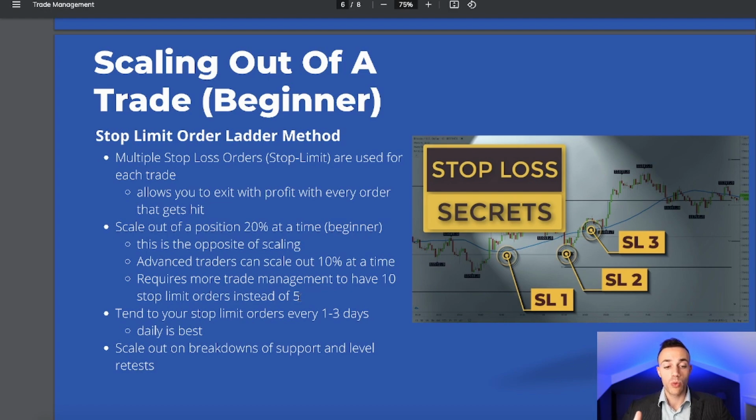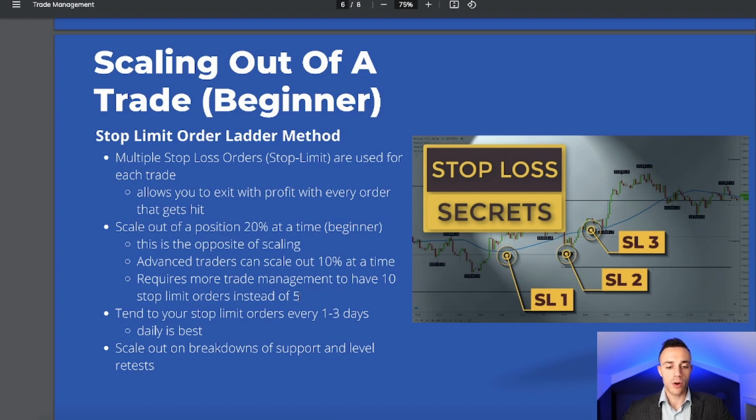some way. Maybe one of them will get hit. So 1 to 3 days, but realistically you need to be on top of your stop limit ladders, managing your trade every single day. All right, and just like when you're scaling in, you scale in on breakouts and pullbacks.